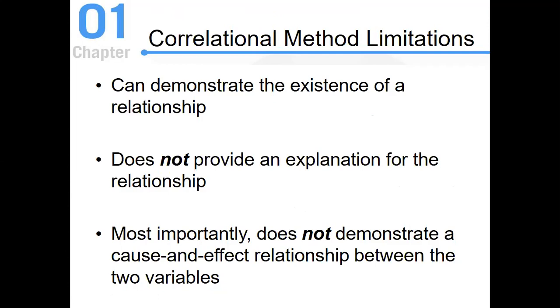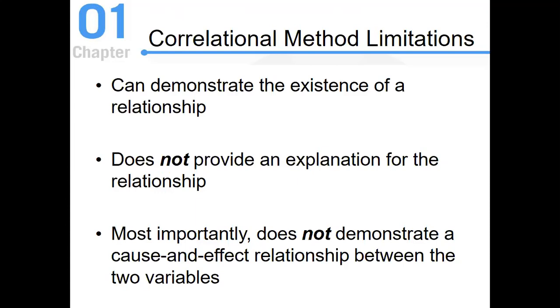Correlational methods can demonstrate the existence of a relationship, but they do not provide an explanation for the relationship, and most importantly, they don't demonstrate cause and effect. I'm going to give you sort of a funny example here. It's well known that there's a very strong positive correlation between eating ice cream cones and drowning in the ocean. Those things are correlated in a positive and consistent way.